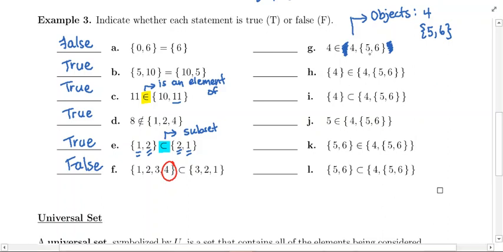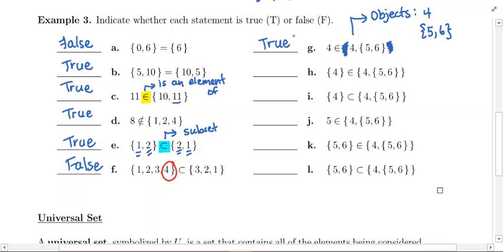We're using this set on the right side of all the questions from G through L. This particular set has two objects, 4 and the set {5, 6}. So when you look at the statement in G, is 4 an element of the set? The answer is yes, because it's asking, is 4 an object in the set? Yes. So this is a true statement.